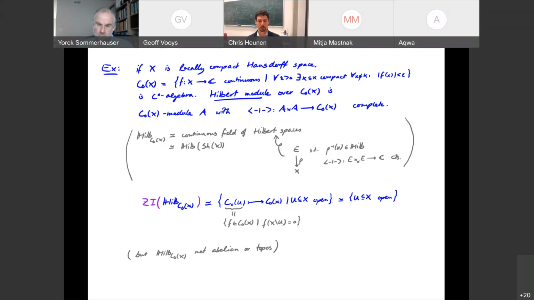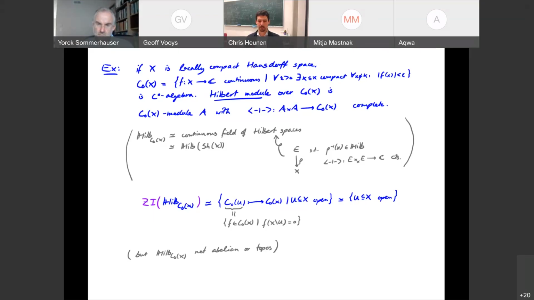So you can think about the Hilbert module over C0 X as sort of a continuously varying Hilbert space over the base space X. This is a fine monoidal category. Just like you would for ordinary modules over a ring and Hilbert spaces, you can take the tensor product algebraically and complete it again. That's a fine monoidal category, so you can ask what are its central idempotents.